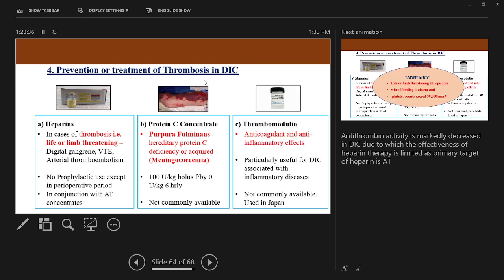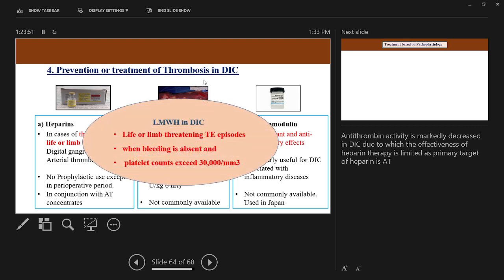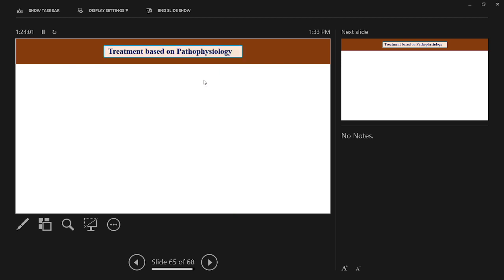And the third thing is recombinant thrombomodulin. It has both anticoagulant and anti-inflammatory effects, and it is particularly useful for DIC associated with inflammatory diseases. It is not commonly available, but there have been many articles which showed its use in Japan. So low molecular weight heparin in DIC, remember that it can only be given in life or limb threatening thromboembolic episodes when bleeding is absent and when the platelet count exceeds 30,000 per cubic millimeter.